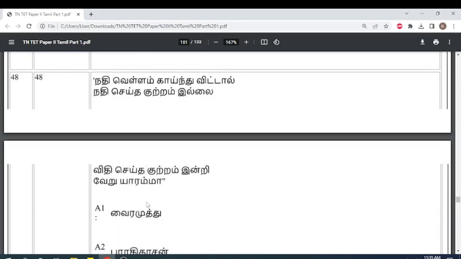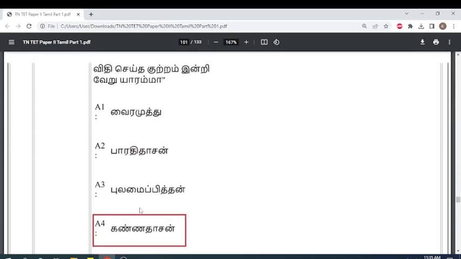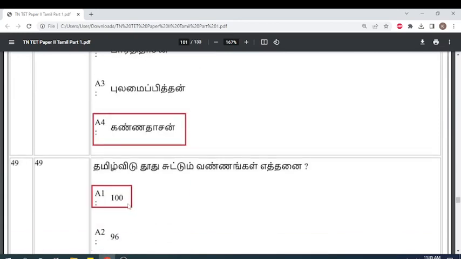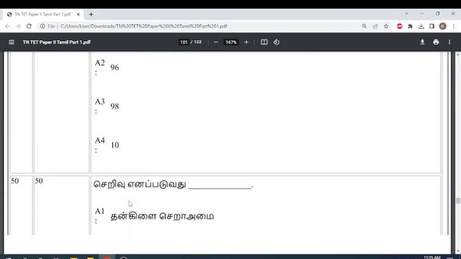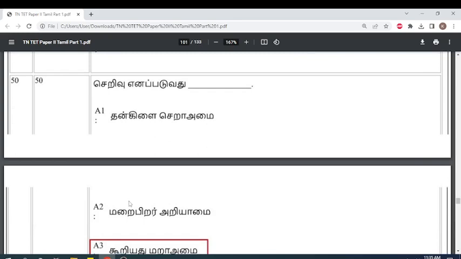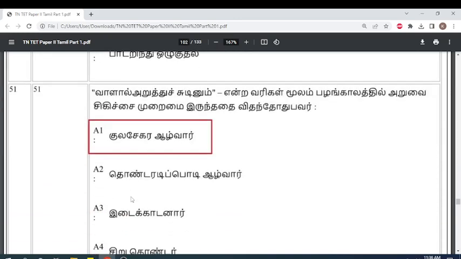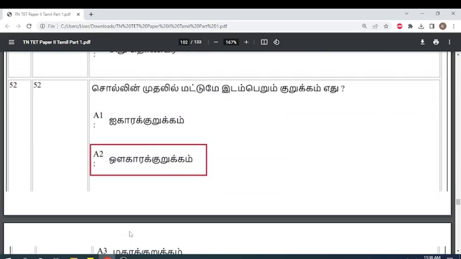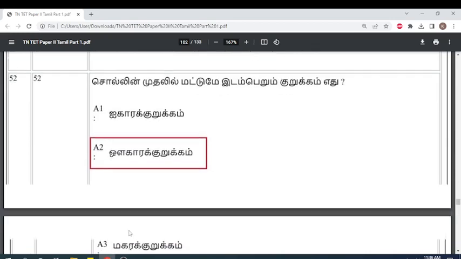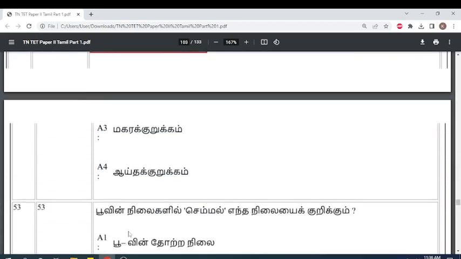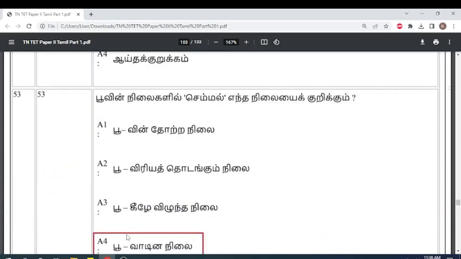48 question or answer A4. 49 question or answer A1. 50 question or answer A3. 51 question or answer A1. 52 question or answer A2. 53 question or answer A4.